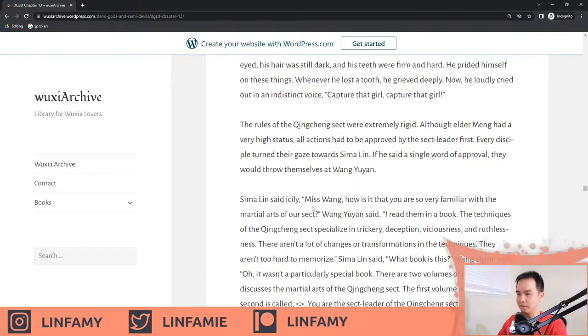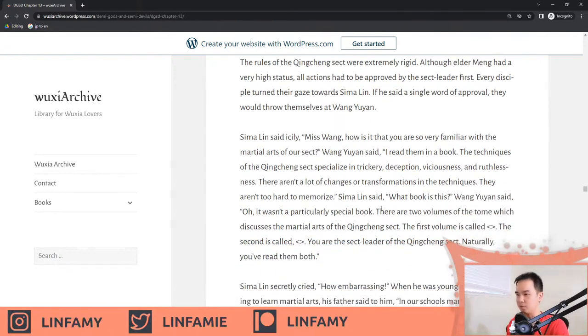Sima Lin said icily, "Miss Wang, how is it that you are so very familiar with the martial arts of our sect?" Wang Yuyan said, "I read them in a book. The techniques of the Qincheng sect specialize in trickery, deception, viciousness, and ruthlessness. There aren't a lot of changes or transformations in the techniques. They aren't too hard to memorize." Sima Lin said, "What book is this?" Wang Yuyan said, "Oh, it wasn't a particularly special book. There are 2 volumes of the tome which discusses the martial arts of the Qincheng sect. The first volume is called blank. The second is called blank."